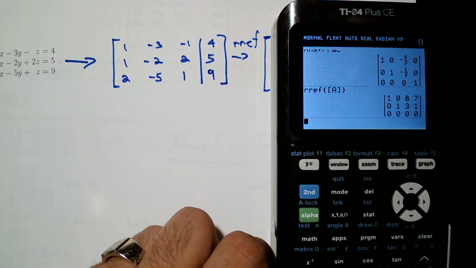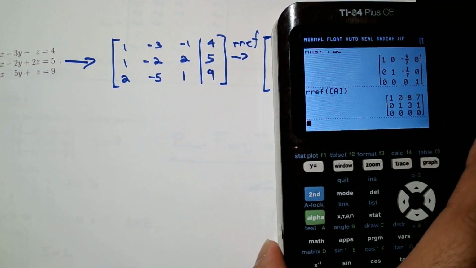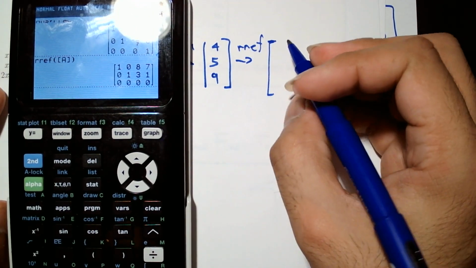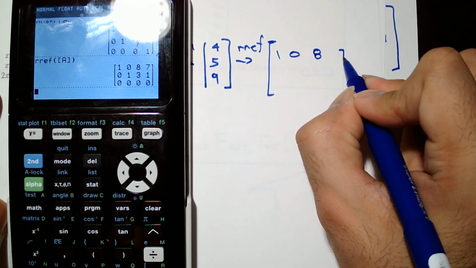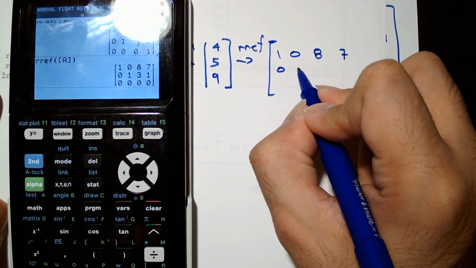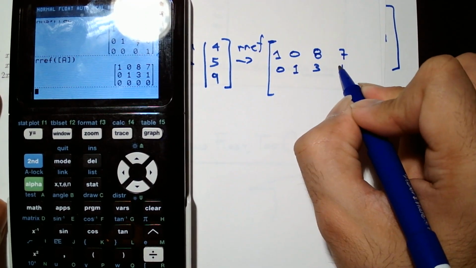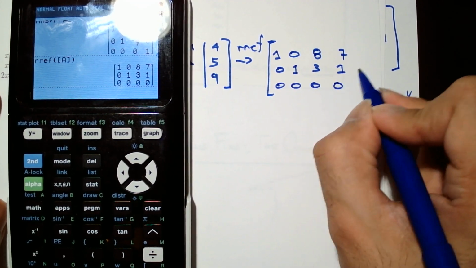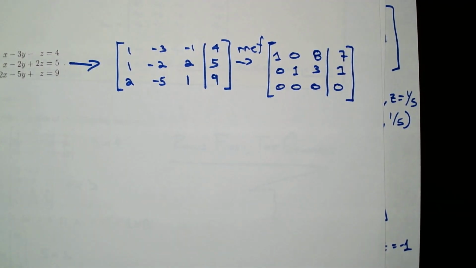And we're going to get this interesting thing. All right, let's see what we got here. This is another special case. So 1, 0, 8, 7, 0, 1, 3, 1, and all zeros along the last row. Okay, now, what is this going to mean?